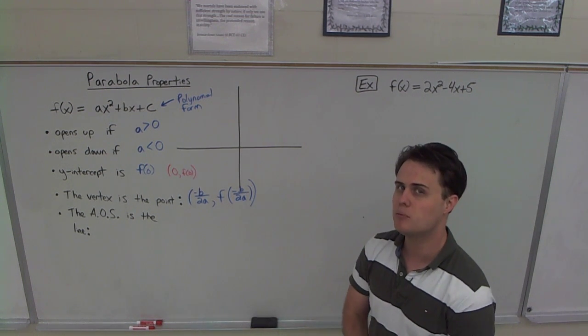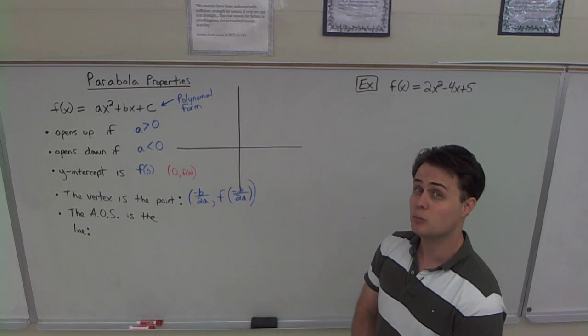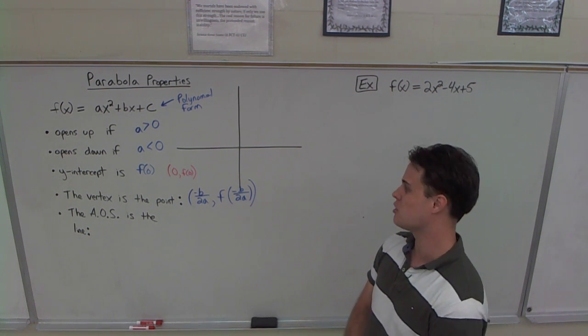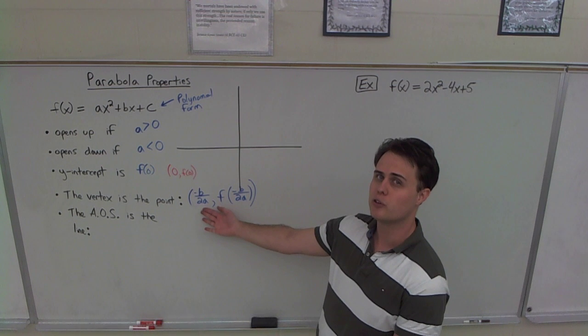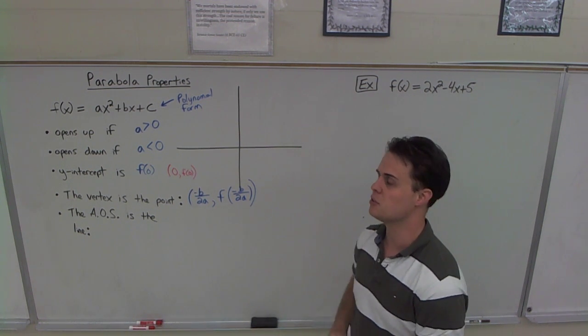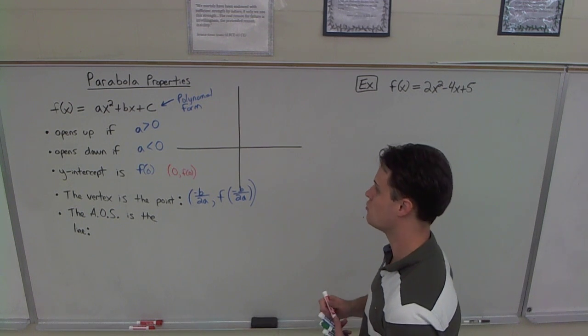I think there's a couple problems in your assignment that are going to be in transformation form. If it's in transformation form, it's real easy to read off the vertex. You don't have to do any of this negative b over 2a jazz. You just say, well, left, right, up, or down. That'll give you your vertex. Much easier in transformation form.